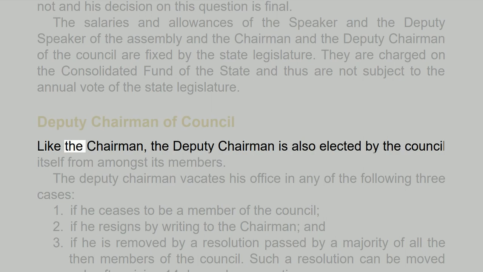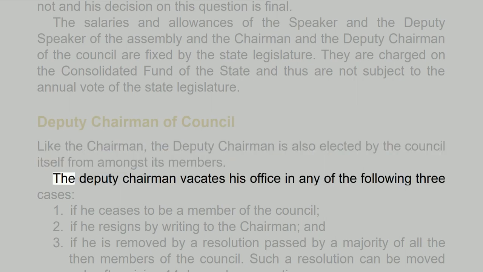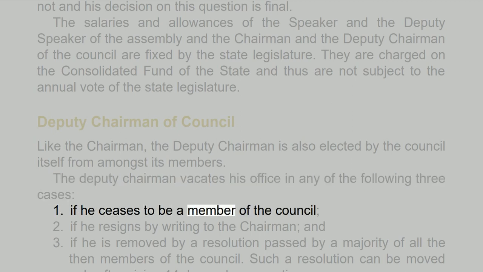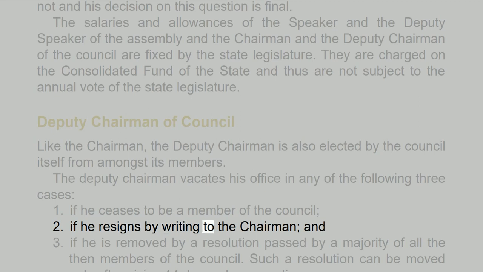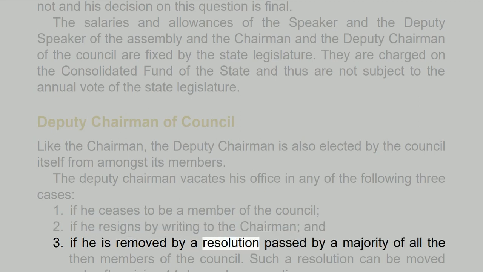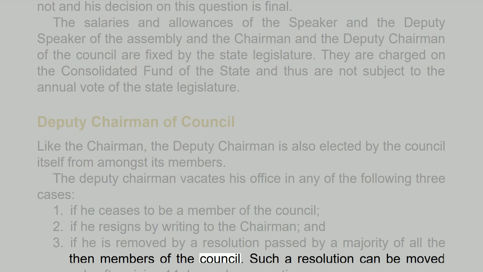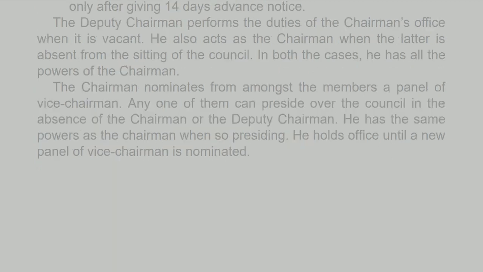Deputy Chairman of Council. Like the Chairman, the Deputy Chairman is also elected by the Council itself from amongst its members. The Deputy Chairman vacates his office in any of the following three cases: 1. If he ceases to be a member of the Council, 2. If he resigns by writing to the Chairman, and 3. If he is removed by a resolution passed by a majority of all the then members of the Council. Such a resolution can be moved only after giving 14 days advance notice.